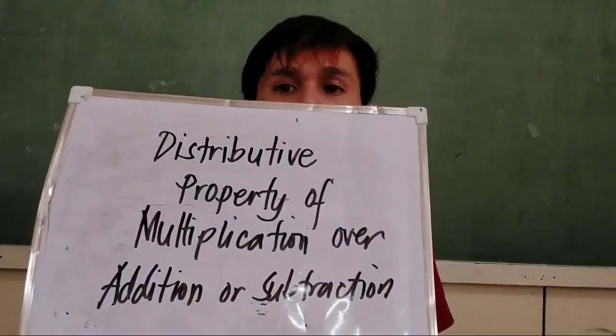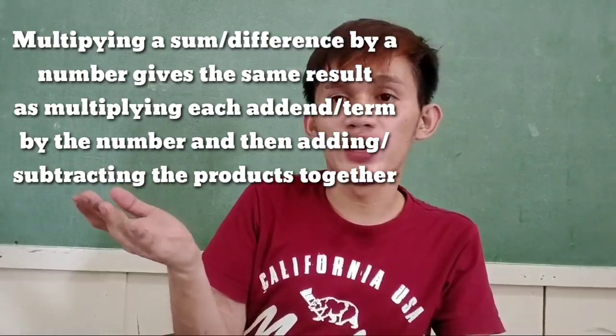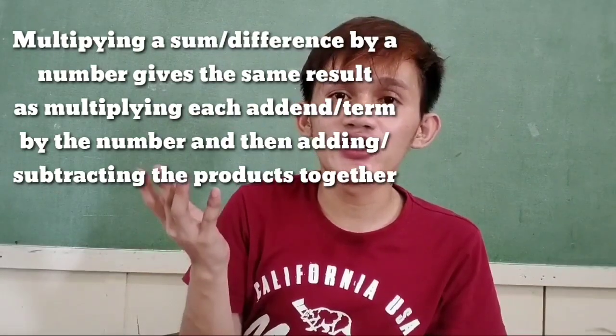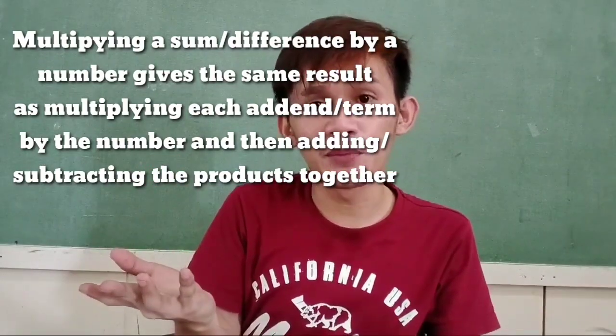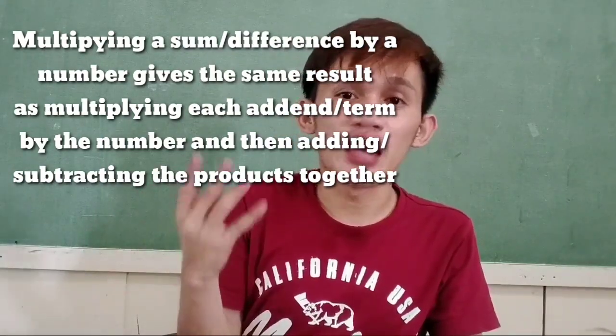So let us now proceed to the last property of multiplication, which is the distributive property of multiplication over addition or subtraction. So we have this property. It states that multiplying a sum or a difference by a number also gives the same result as multiplying each addend or term by the number and then adding or subtracting the products together. Let us have an example so that you can fully understand the property.